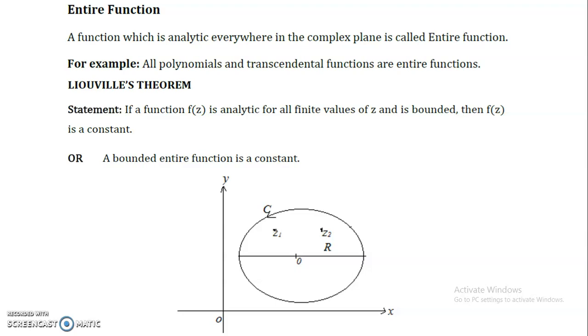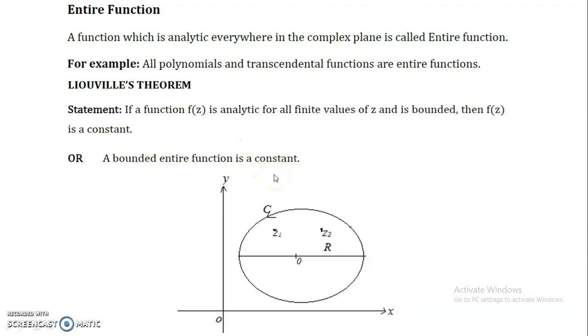Now, based on this definition, we shall see the theorem, Liouville's theorem. The statement of Liouville's theorem: if a function f of z is analytic for all finite values of z and it is bounded, then this function is constant. That means a bounded entire function is constant.